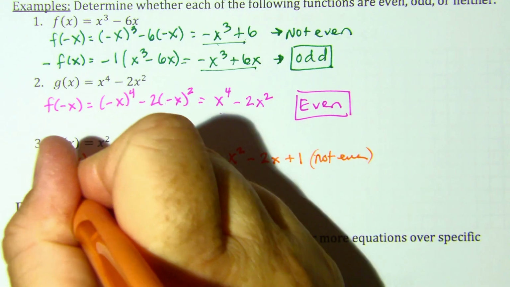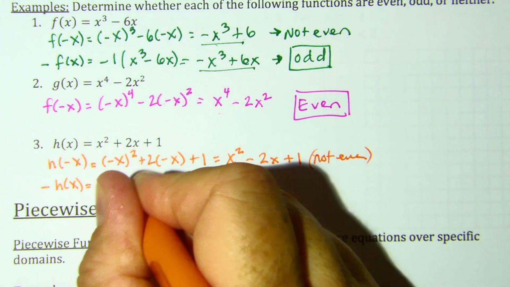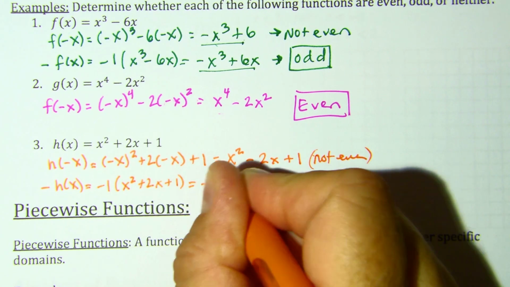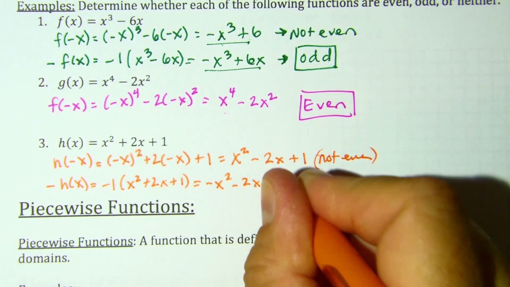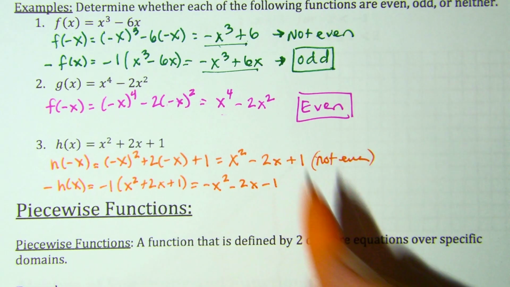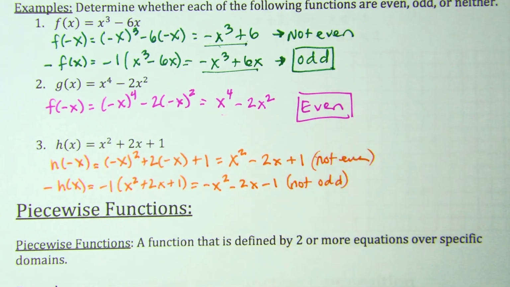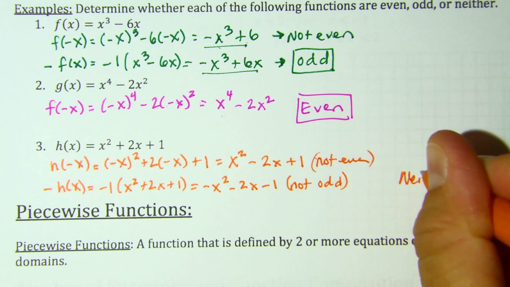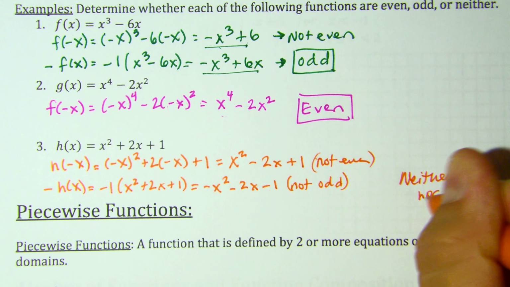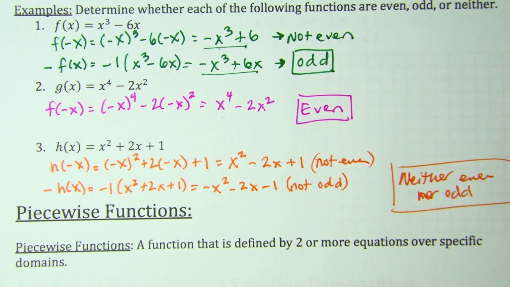Let's try negative h of x and see if that's equal to this. Well, multiplying it out, we can see that this is not equal to this, so that means it's not odd either. It means it's neither even nor odd. Or you could just write neither.